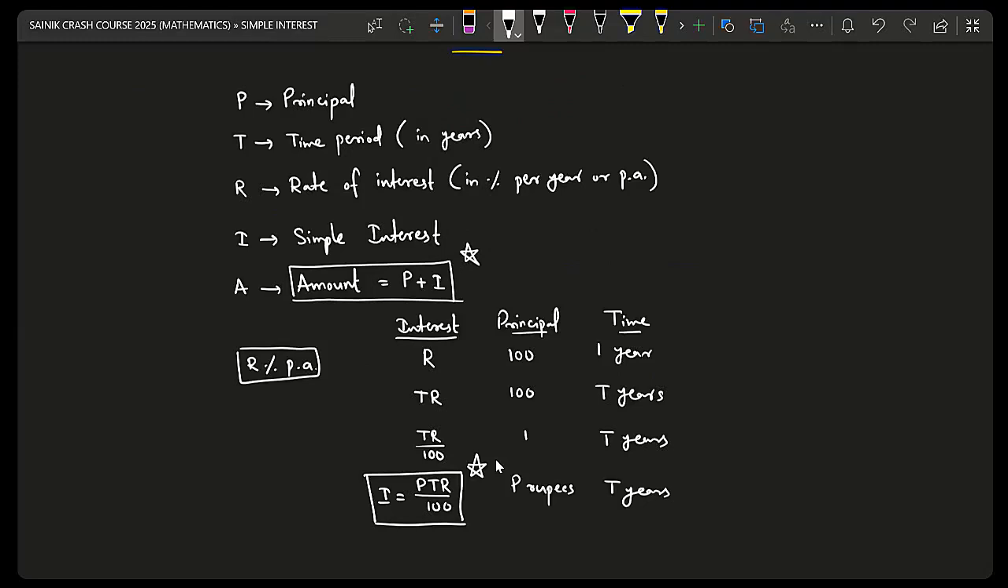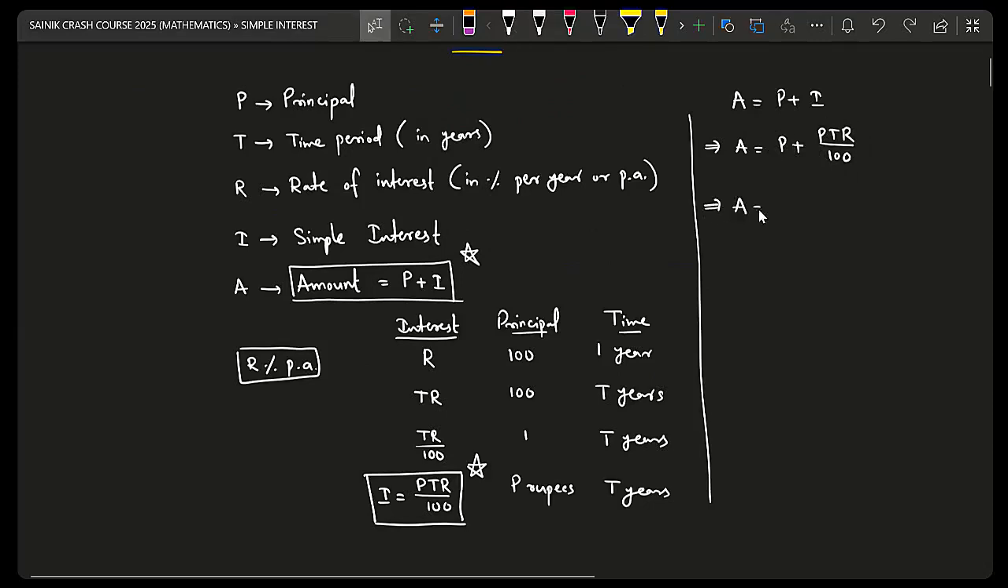And one more formula will also be useful, that we are going to use as a shortcut. That is A is equal to P plus I. But I already got the formula for I: I is equal to PTR by 100. In place of I, I am using PTR by 100. So in this term and in this term, we can take P common. What will you be writing? A is equal to P, you can take common, that is 1 plus TR by 100.